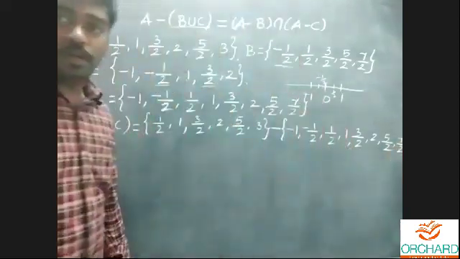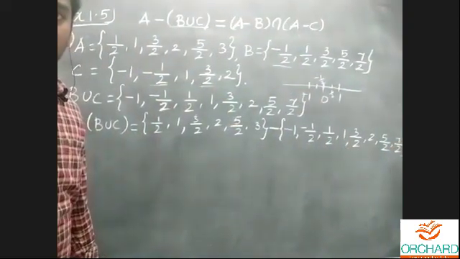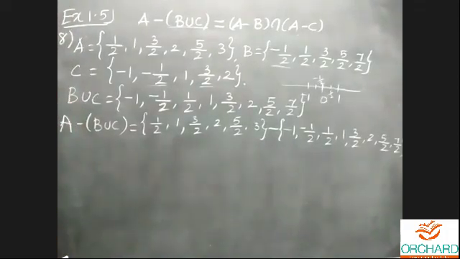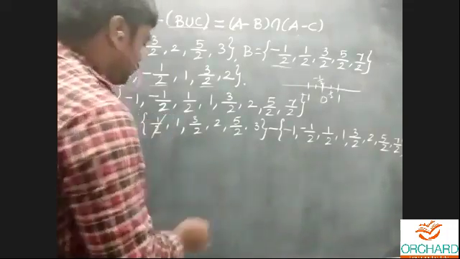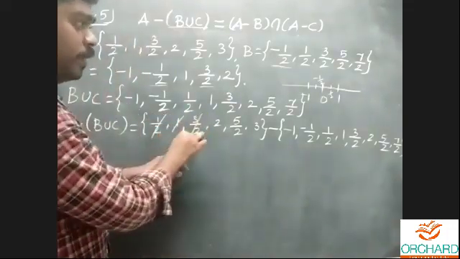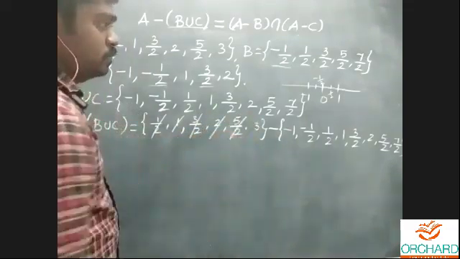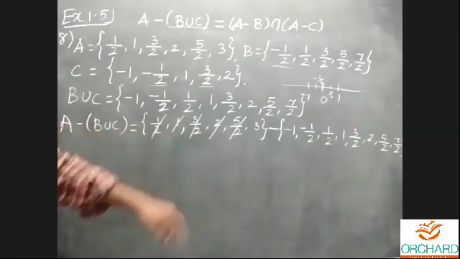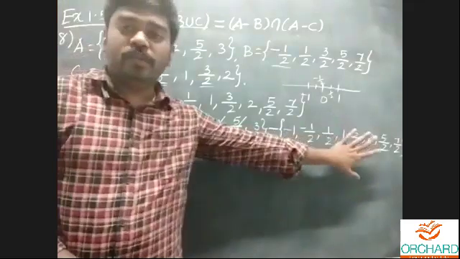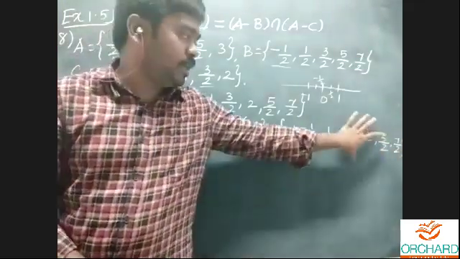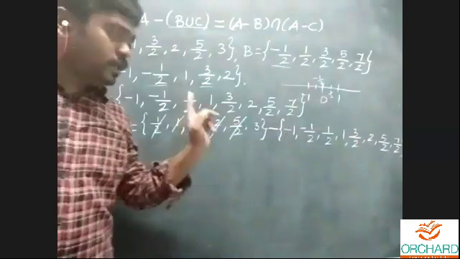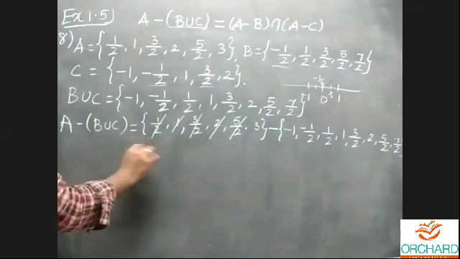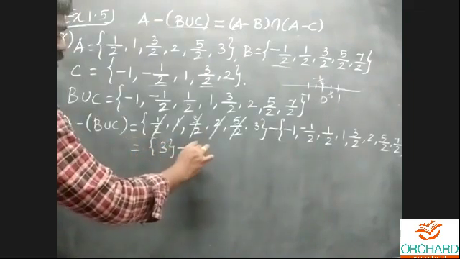Is it visible to all? Just tell me. The last element is 7 by 2. Now we can remove the common elements 1 by 2, 1, 3 by 2, 2, 5 by 2. A difference B union C, what is the remaining element? Element 3 alone is balanced. Don't bother about B union C. In total, you will remove all the elements of B union C from A. Therefore, the remaining element is only one element, that is 3. Call it equation number 1.